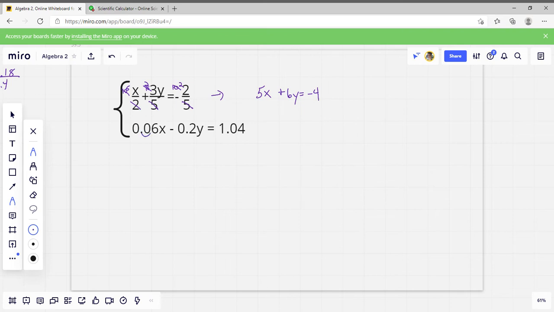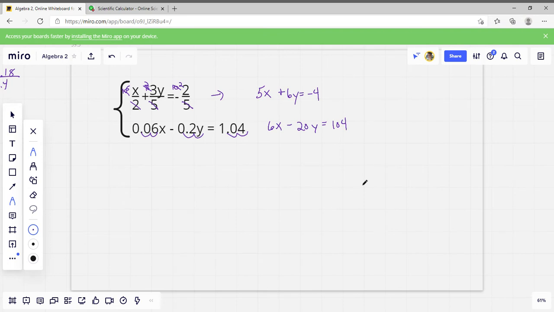This one I'm going to multiply. I'm going to move my decimal 2 times. So I'm going to multiply times 100. And I'm going to get 6x minus, move that one twice, 20y equals, move this one twice, 104.